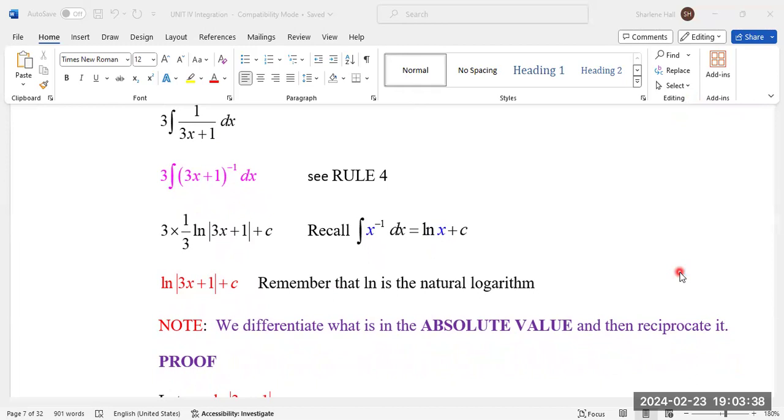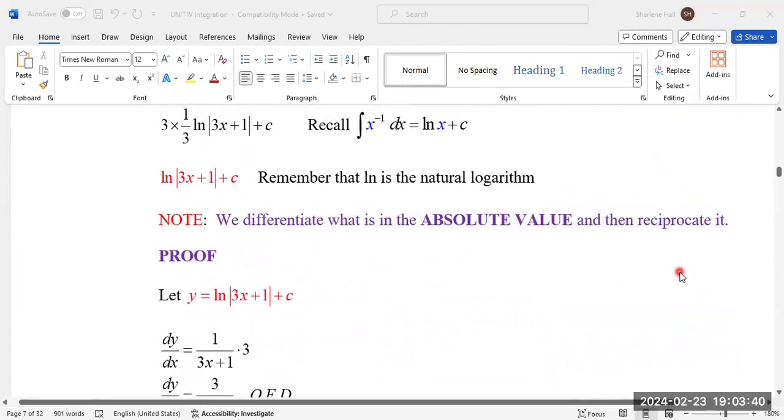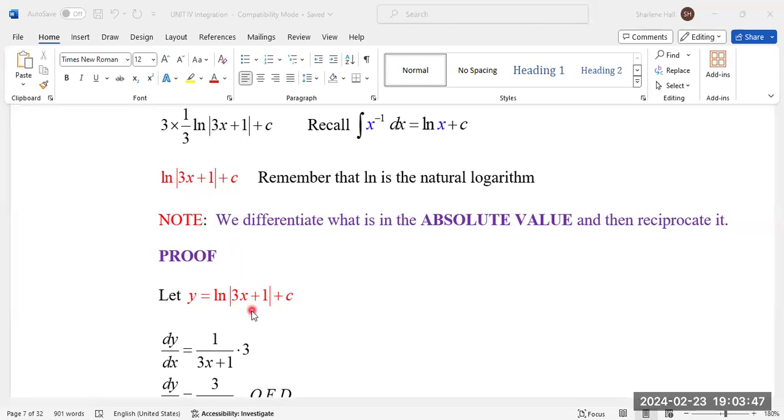Let me prove it. So if I let y be equal to this answer that I got from my integral, remember we said to you that the opposite of differentiation is integration, and vice versa. So if I have a function and I integrate it and I get the answer, when I differentiate it, I'm supposed to come back to my original question, because one is the reverse of the other.